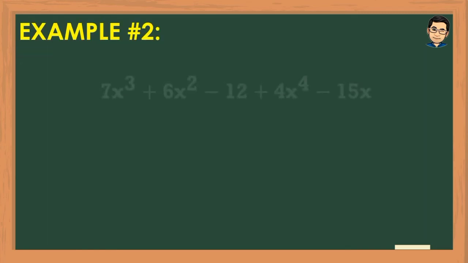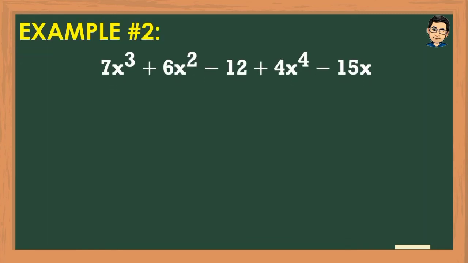Next, number 2, 7x cubed plus 6x squared minus 12 plus 4x to the 4th power minus 15x. So, among the terms of the given polynomial, the highest degree is 4. Okay, so ang sulat po natin, ganito siya, 4x to the 4th power. Ang kasunod ng 4 is yung 3. So, plus 7x cubed. And then, katapos ng 3, yung 2. So, plus 6x squared.